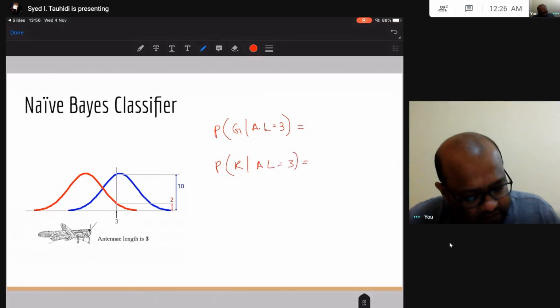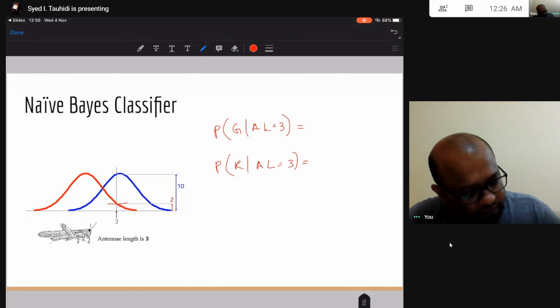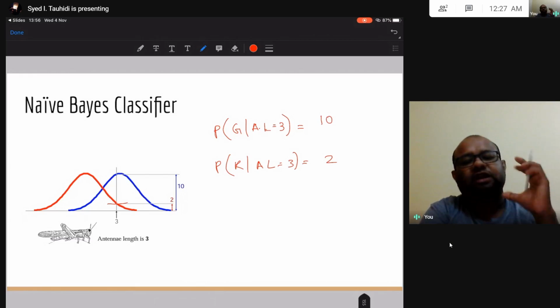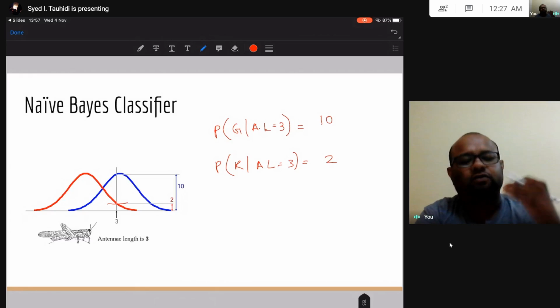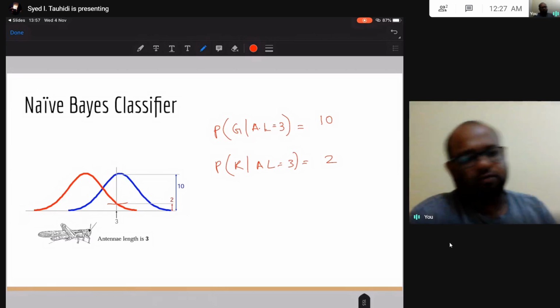Now from my curve, I see it intersects the katydid curve at 2, and it intersects the grasshopper curve at 10. So 10 and 2 are the values I get from this normal curve. The normal curve, as you might have guessed by now, has an amplitude. Forget it if you did not understand what having an amplitude means, but this is what I get from the normal curve.